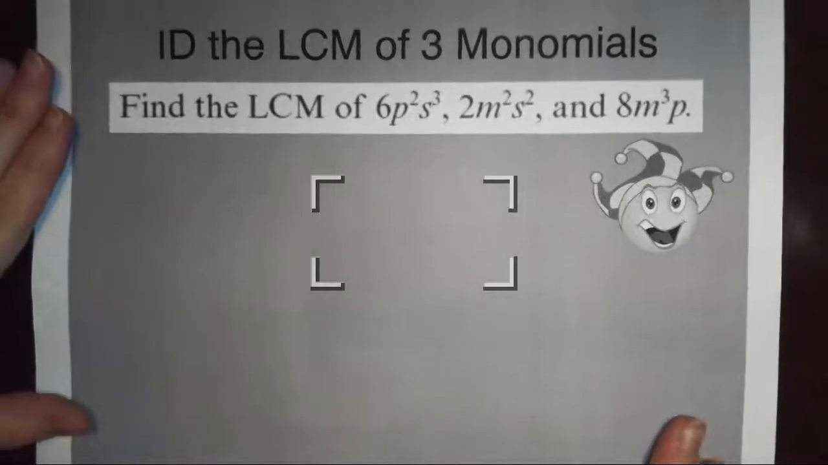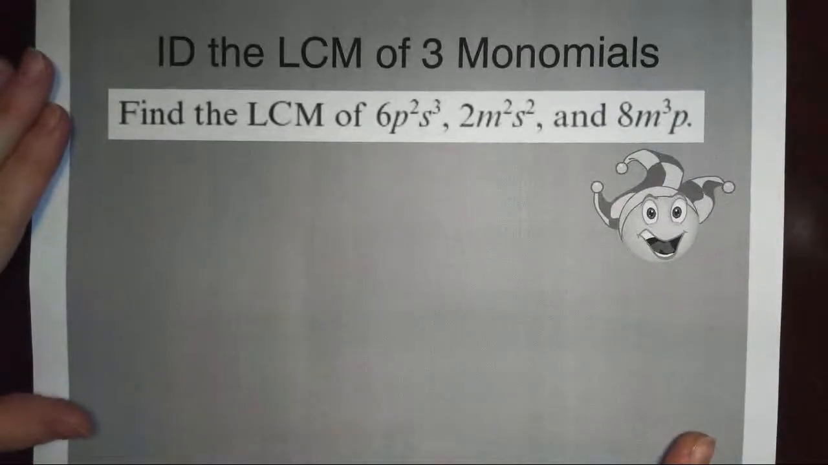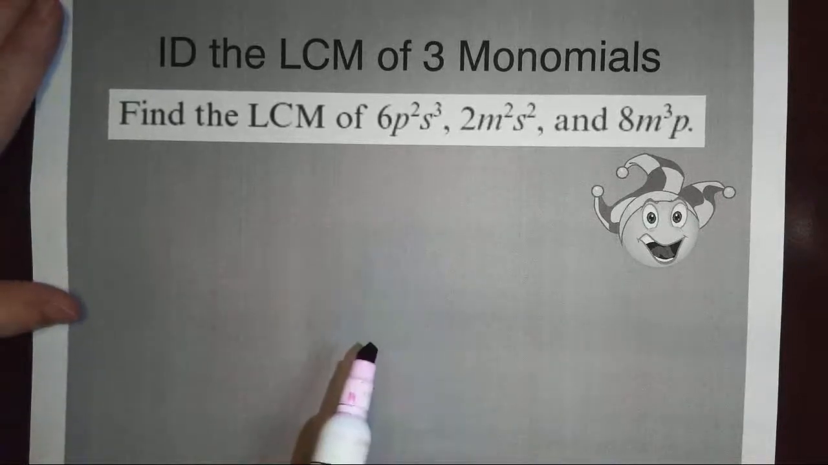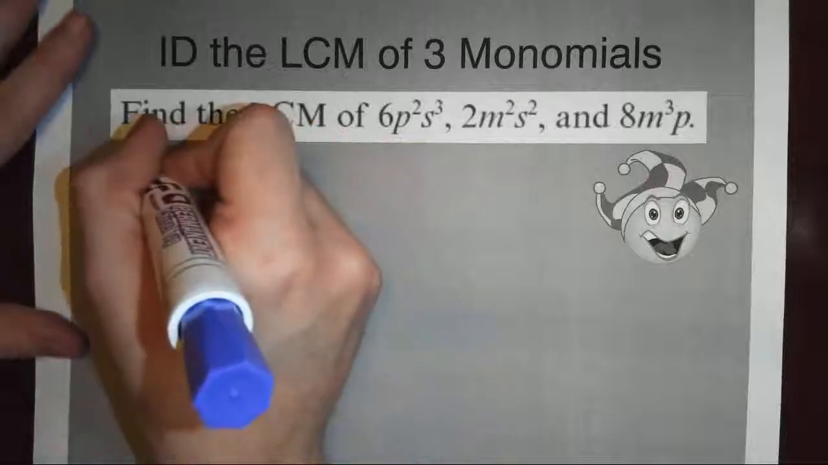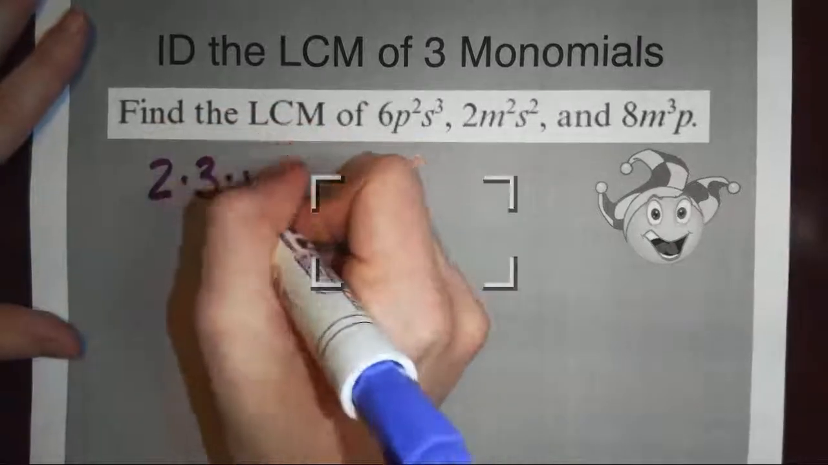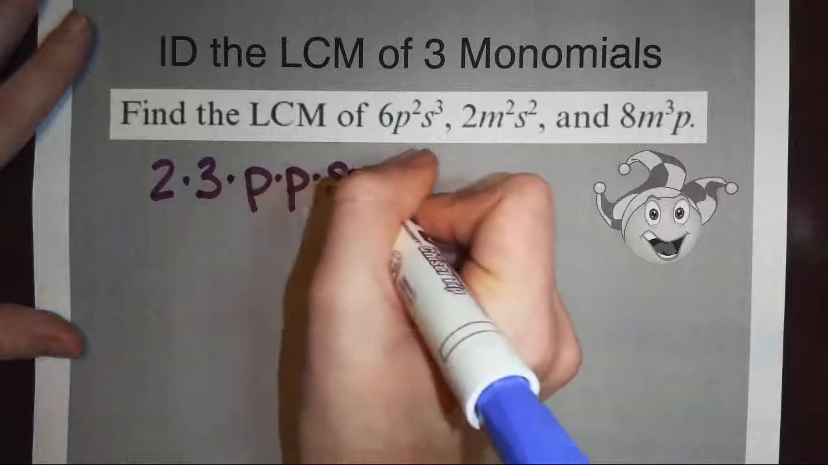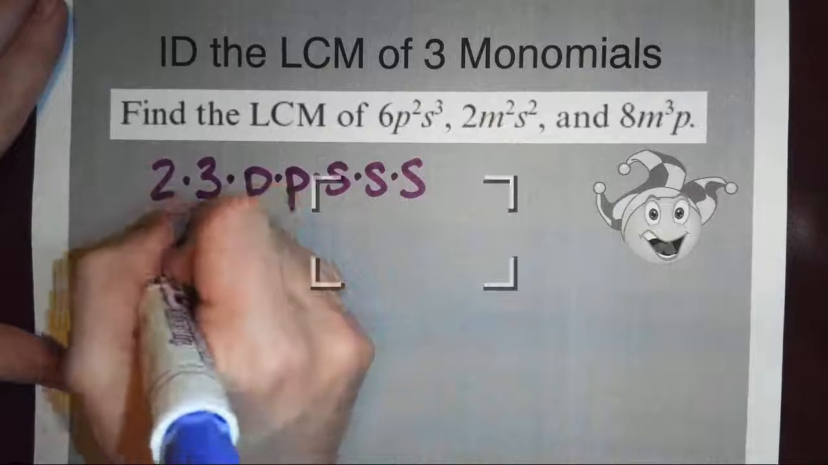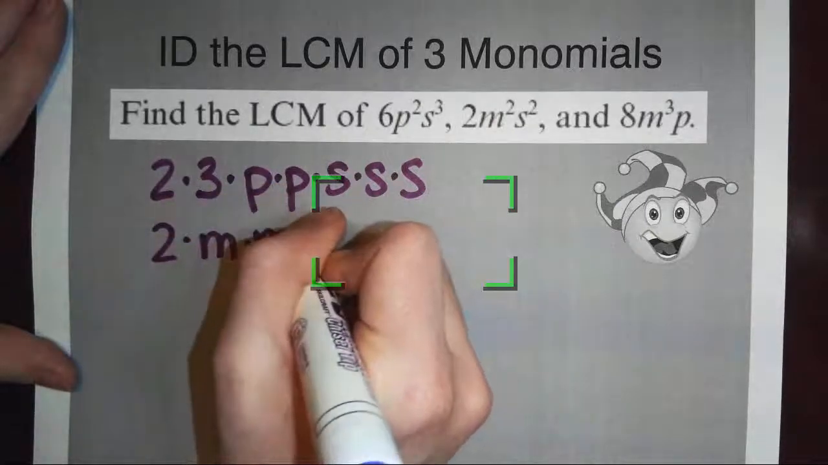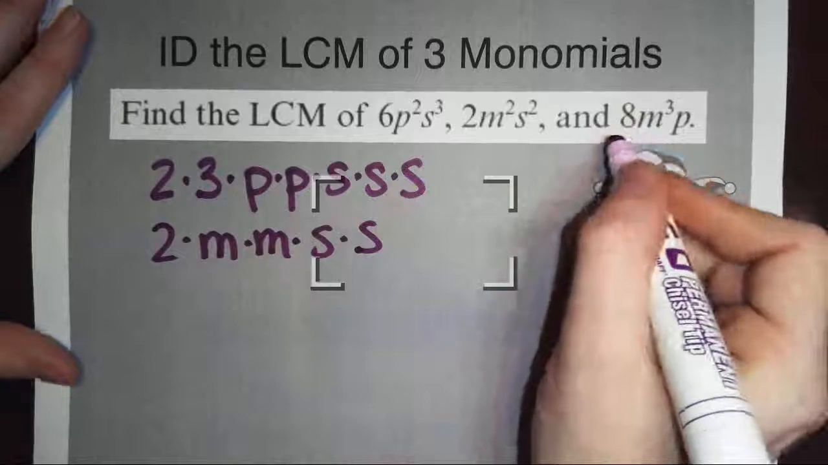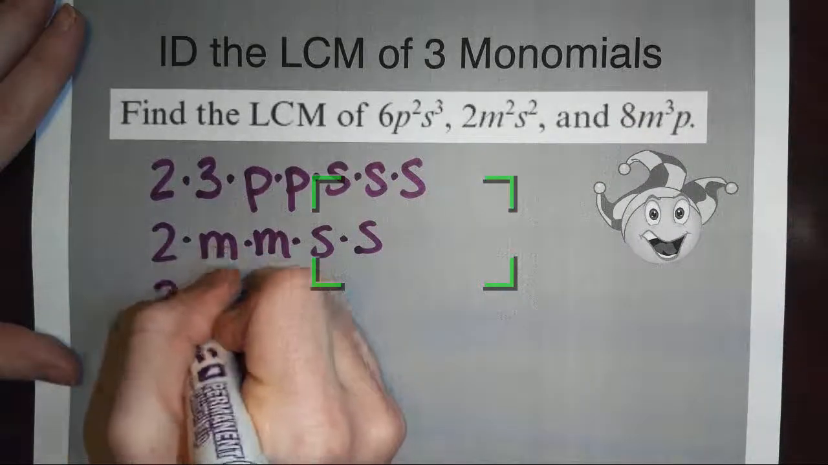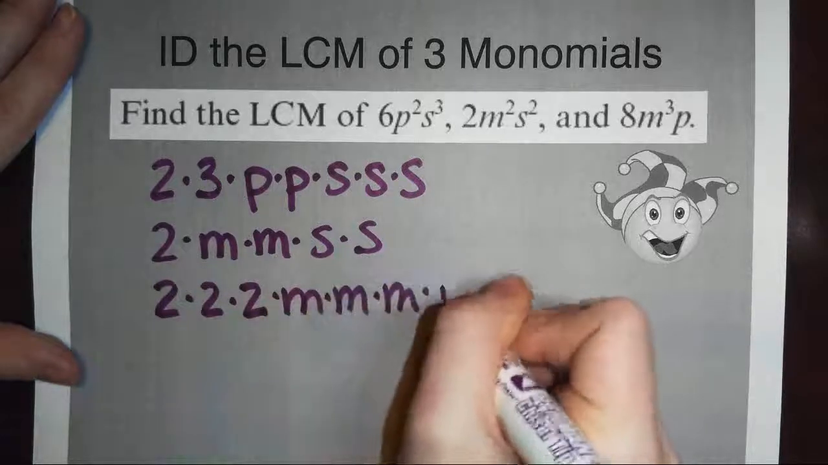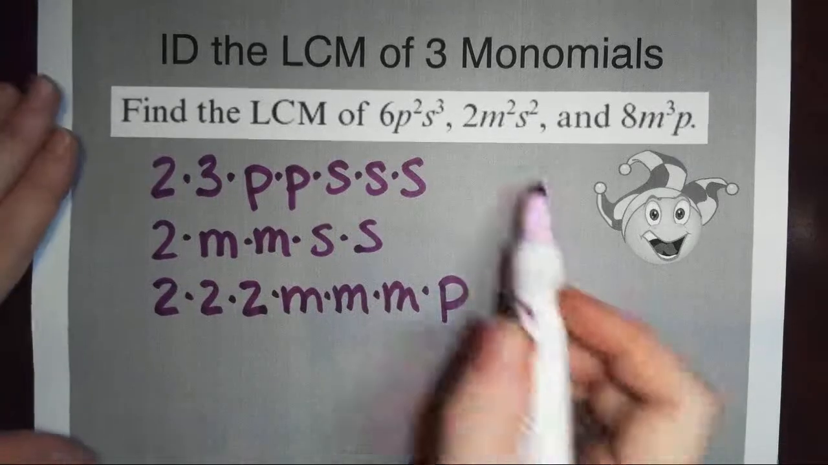All right, now let's try another one. We want to find the LCM of these 3 monomials. Now we're going to do the same thing. So we're going to write each as a product of prime factors. 6 is 2 times 3, and then we have p times s times s times s. For 2m squared s squared, we've got 2 times m times s times s. And for 8m to the third p, we've got 2 times 2 times 2, and then 3 m's, and then a p.